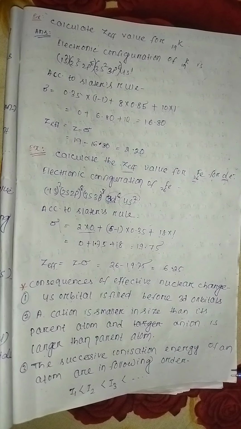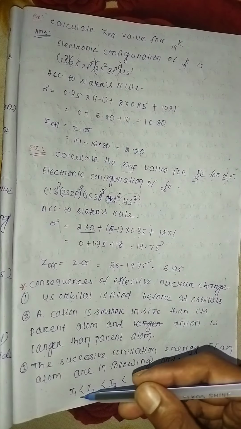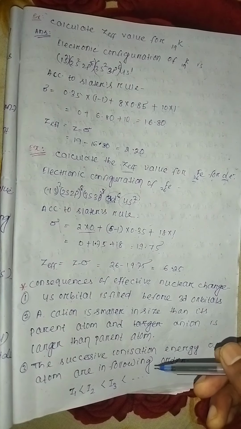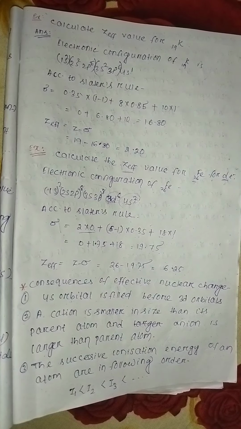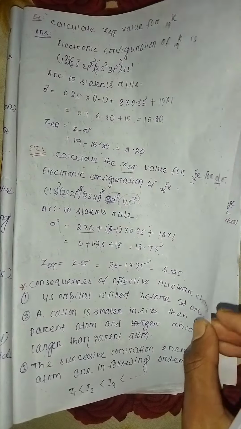And the successive ionization energies of an atom are in the following order. That means successive ionization energy increases, because with the release of one electron each time, the attraction between the protons and the remaining electrons becomes very effective, so it will require more energy to remove an outer electron, so successive ionization energy increases regularly.